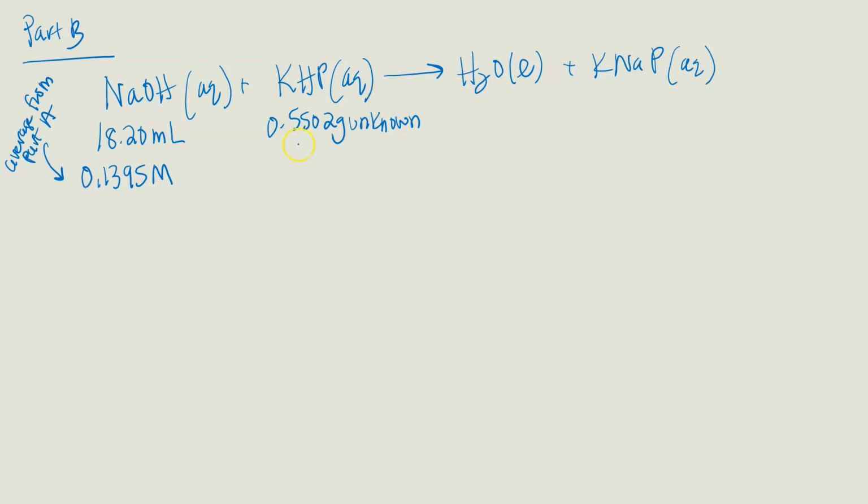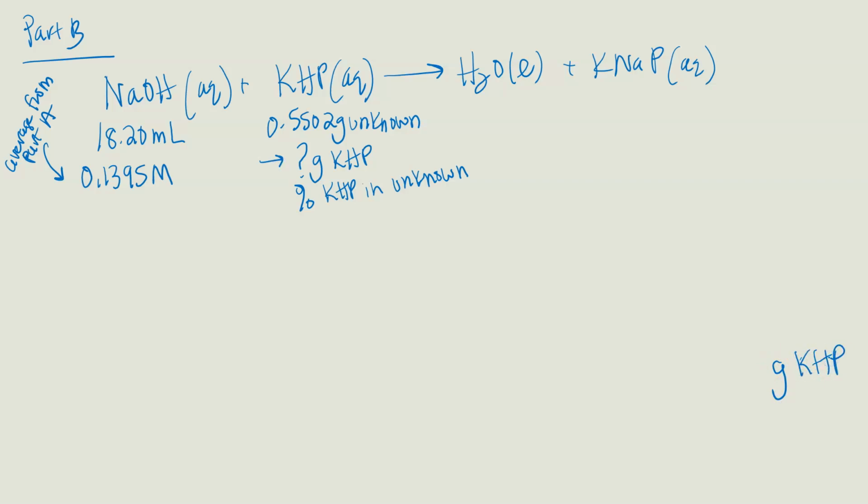We know how many grams of unknown. So our first job is to figure out how many grams of pure KHP there actually was, and then we're going to be going for the percent of KHP in the unknown. Those are our calculations that we're solving for in part B. So first we have to start with solving for grams of KHP. So I'm going to write that down. I want to solve for grams of KHP.